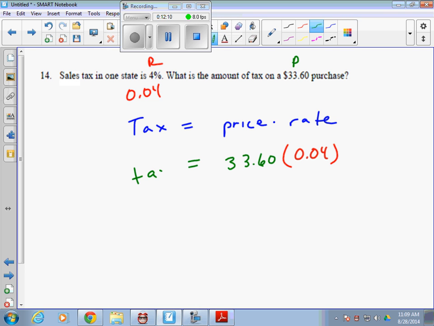That gives us the tax. So our tax is unknown, T. 33.6 times 0.04 is 1.344.